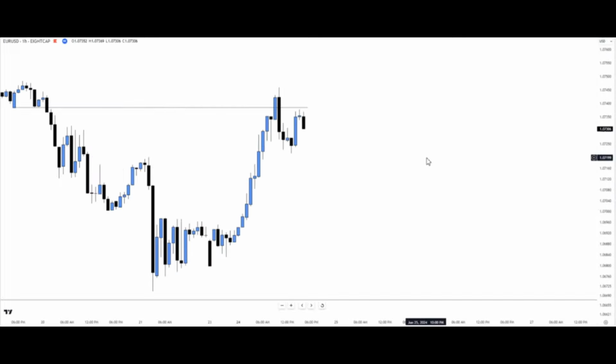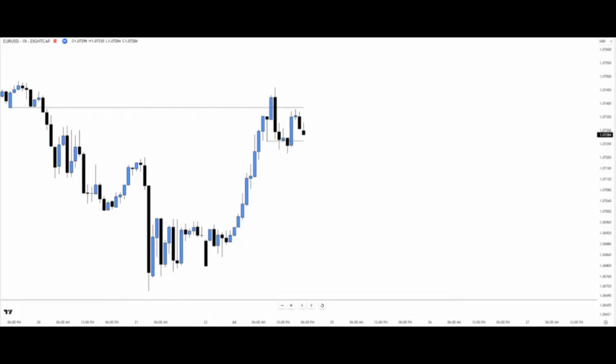So right here on the 1 hour, what we're looking for in the narrative is to see either a market structure shift or a change in state of delivery that's going to be leading us from this particular context area all the way down to this particular drawn liquidity. And as we can see right here, we already have a break of structure below this particular low right here. So this is an indication that going forward in price, we want to see price move all the way to this particular drawn liquidity. So let's see what price does.